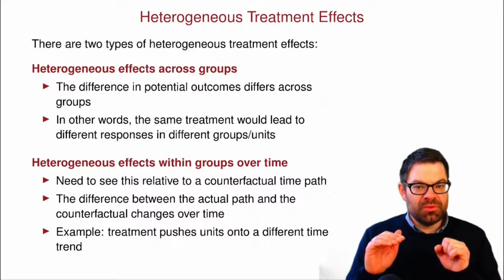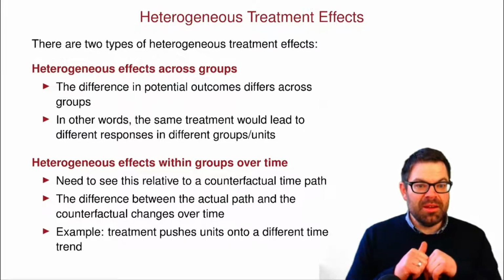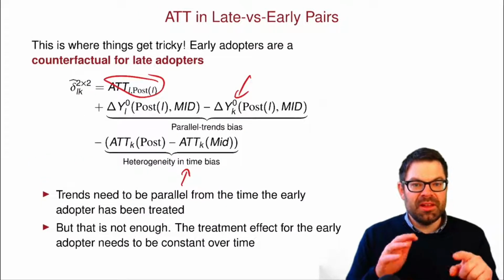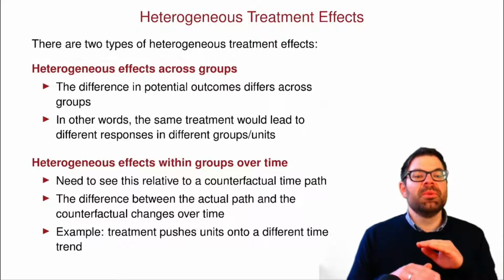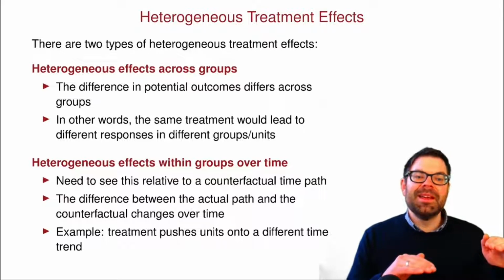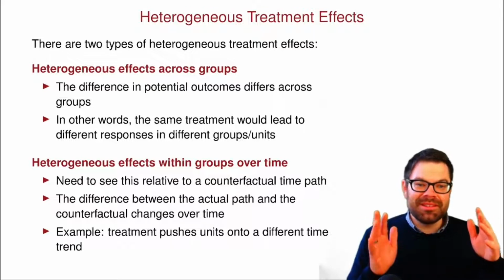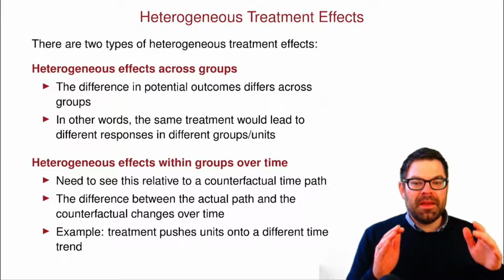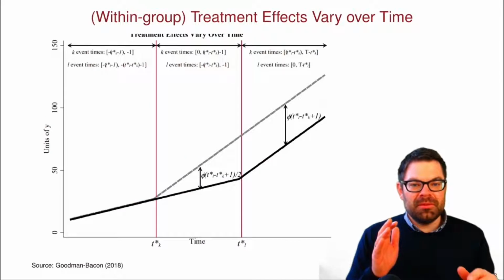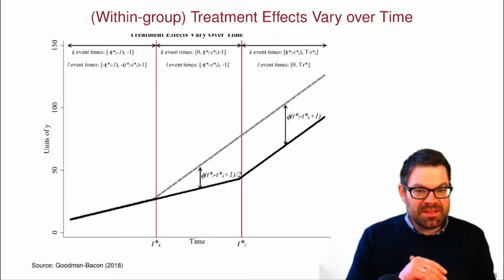There is also another type of heterogeneity that comes into play here, especially when we look at those late versus early comparisons, and that is heterogeneous effects within a group over time. In other words, it's called a different time trend. Right? So one example you can see here.